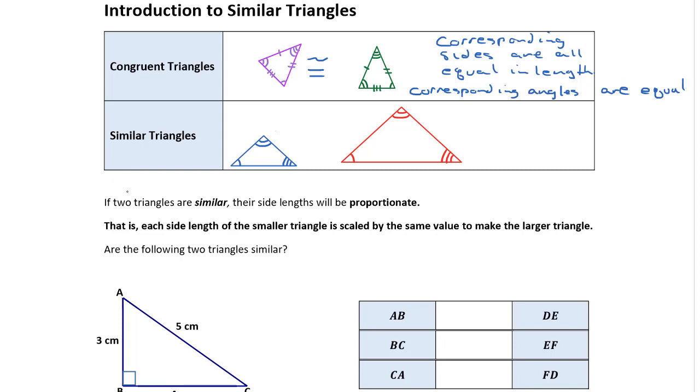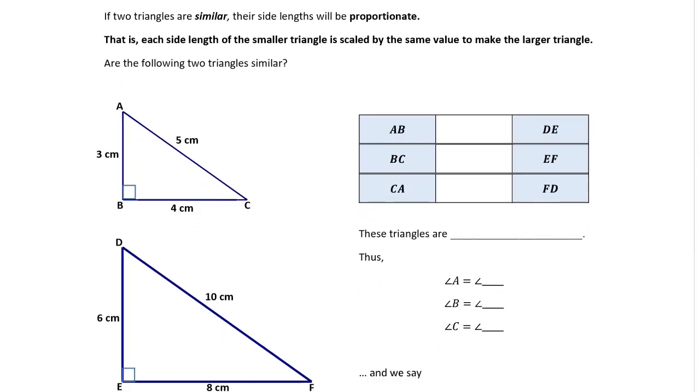Now, let's take a look at similar triangles. Two triangles are said to be similar if all corresponding angles are equal, and the corresponding sides in each of the triangles are proportional to each other. The symbol we use to denote two triangles being similar looks like this. If two triangles are similar, their side lengths will be proportionate. That is, each side length of the smaller triangle is scaled by the same value to make the larger triangle.